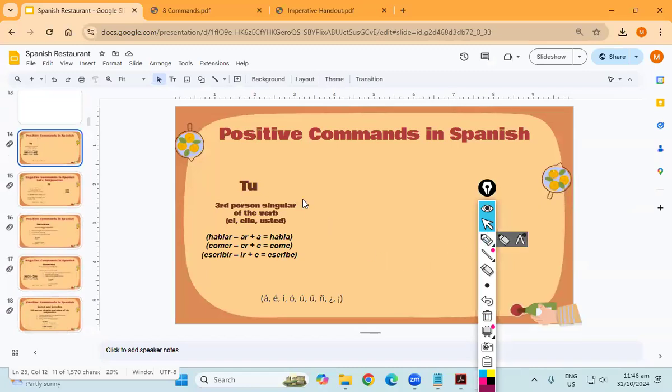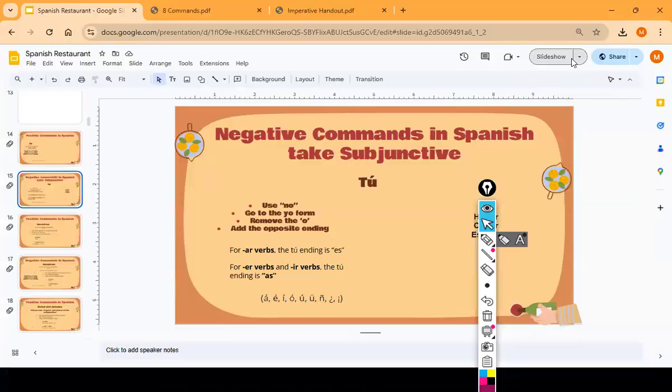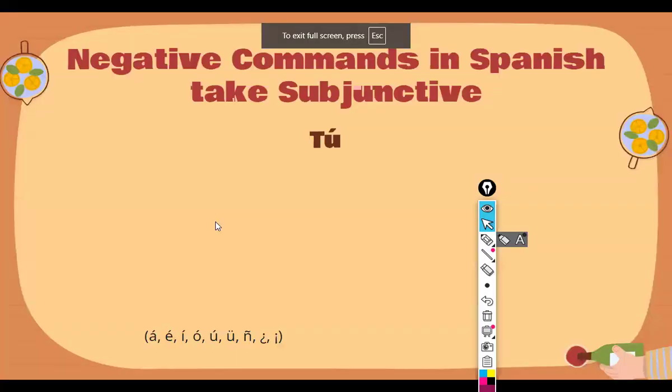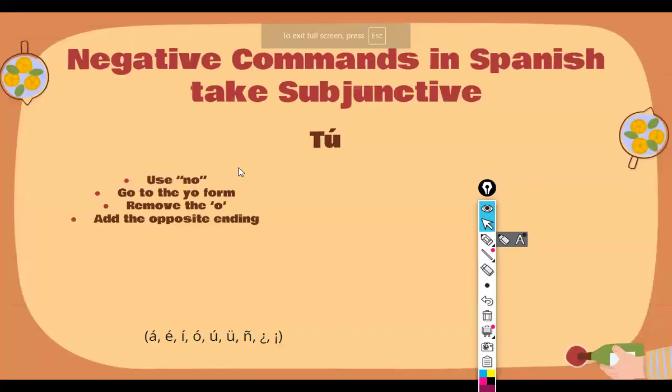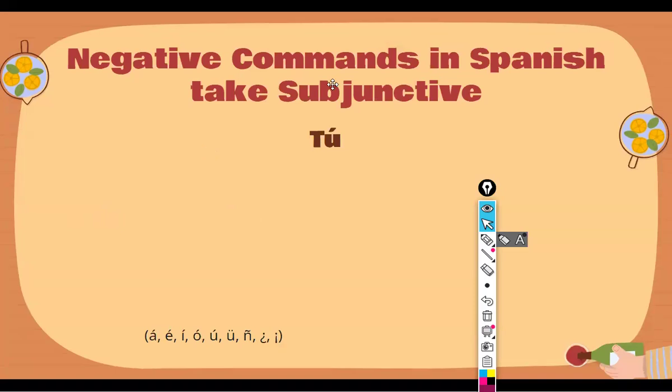Right, so this we discussed last week. And now we're looking at the negative command in Spanish, right? So for the tú, at the top, you can see negative commands in Spanish take the subjunctive, right? All of them. Tú, usted, ustedes, nosotros, right?